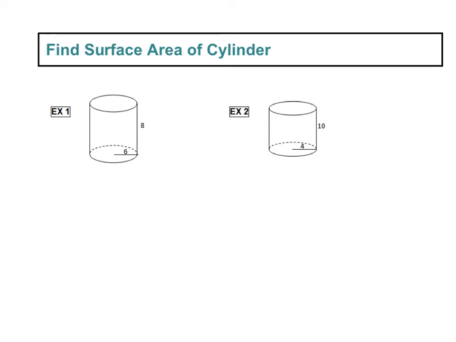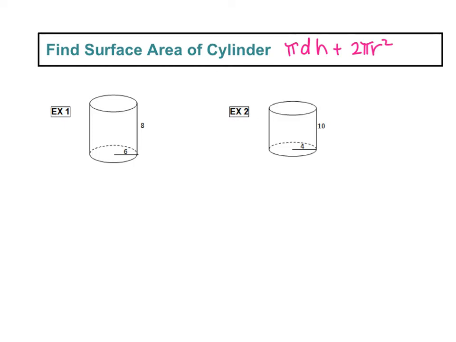Right, in our first example, we're going to find the surface area of a couple cylinders. So let's remember what that surface area formula is. Remember, it's pi times the diameter times the height plus 2 pi r squared. The 2 pi r squared takes care of the bases of your cylinder, and then the pi dh takes care of that lateral surface.